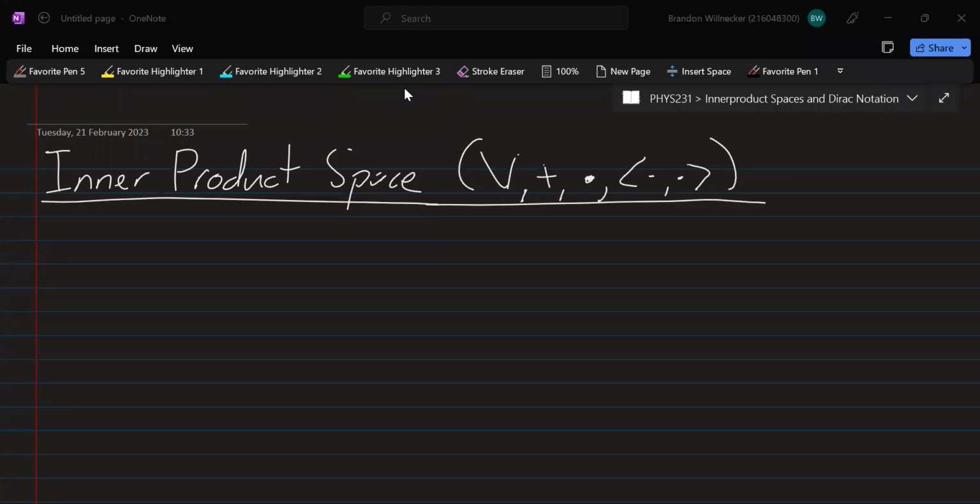Hello. So today we're going to be adding on to what we did last time with vector spaces by introducing a new thing called the inner product. So far we've got the vector space V with the vector addition and scalar multiplication. Now we're going to add a new operation called an inner product. So the vector space with the inner product now becomes an inner product space.